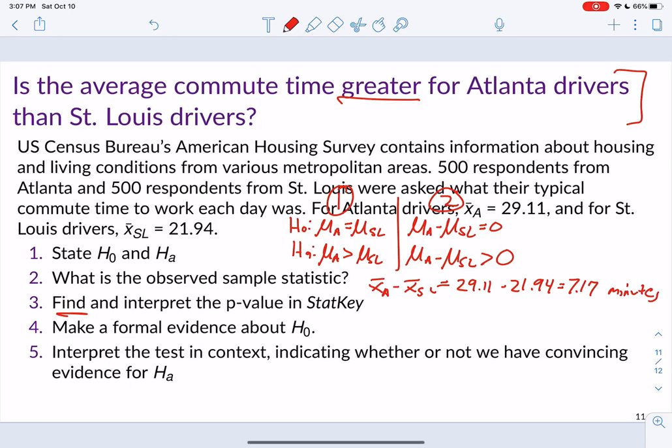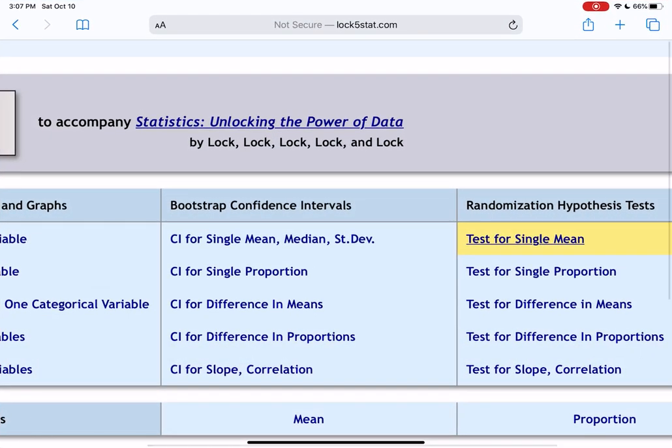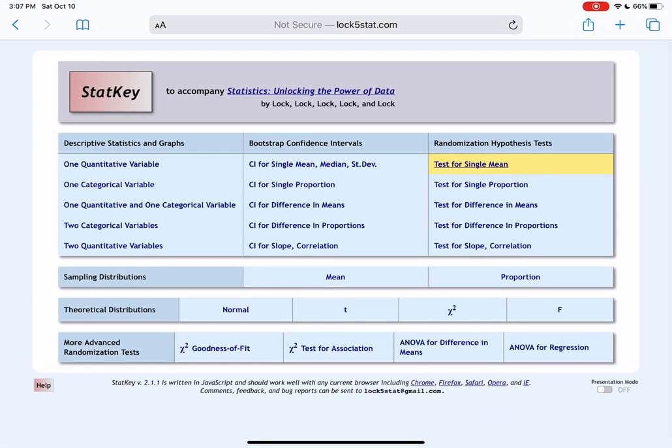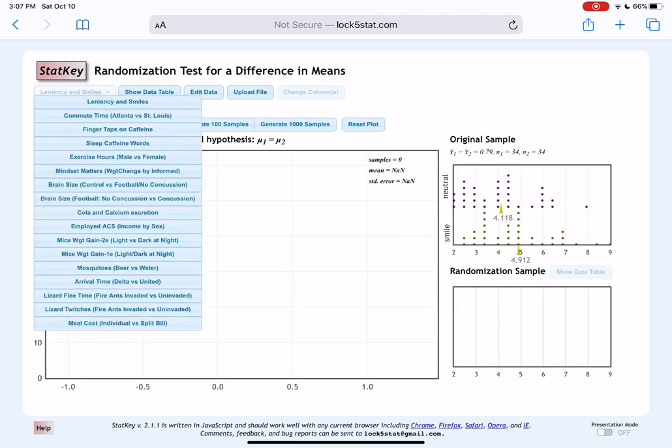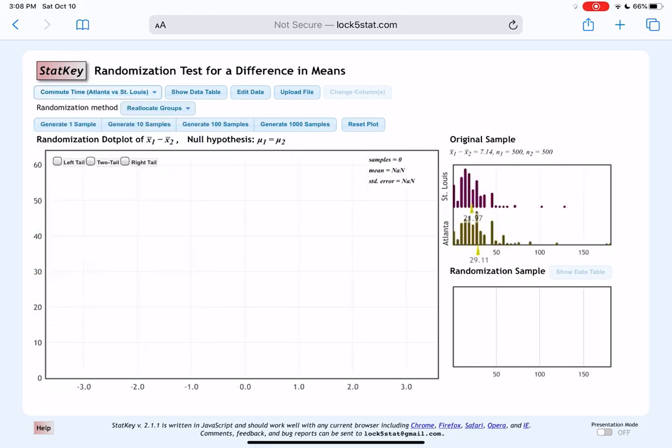So let's go over to StatKey. We know we want to deal with a randomization hypothesis test. We're looking for a test for difference in means. We're going to find the data set by clicking leniency and smiles. And there it is, commute time, Atlanta versus St. Louis. We can see that Atlanta is labeled as sample 1, St. Louis is labeled as sample 2, and their difference in means was calculated at 7.14, which is roughly what I calculated. I got 7.17. Mine was different because of rounding.